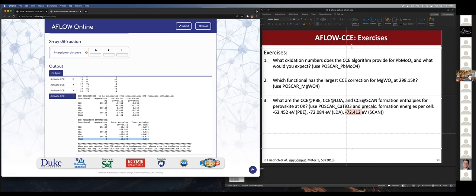You can see here what you can compare. So you have 63.452 for 0 Kelvin, and you can compare that. So you can see that you took off about 5 eV per cell, right? So the corrections are important, and they can change the formation enthalpies by as much as a few hundred meV per atom.